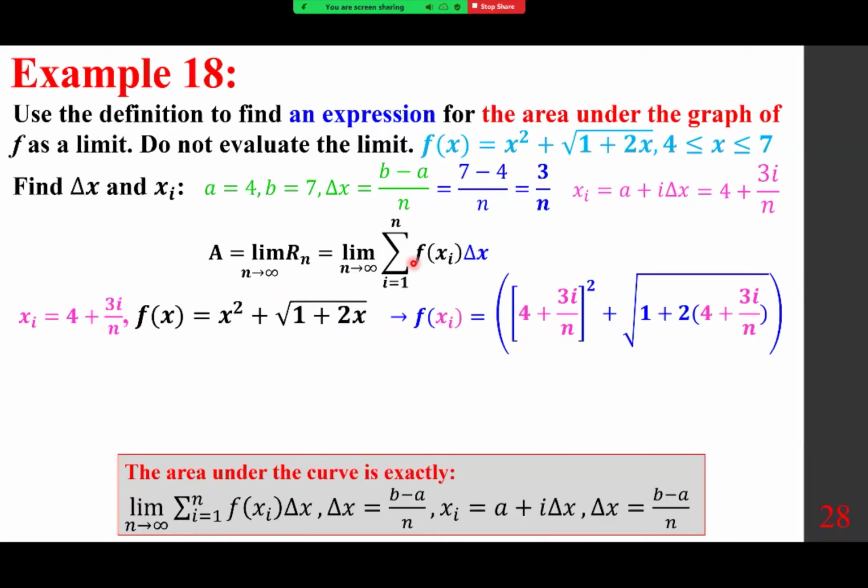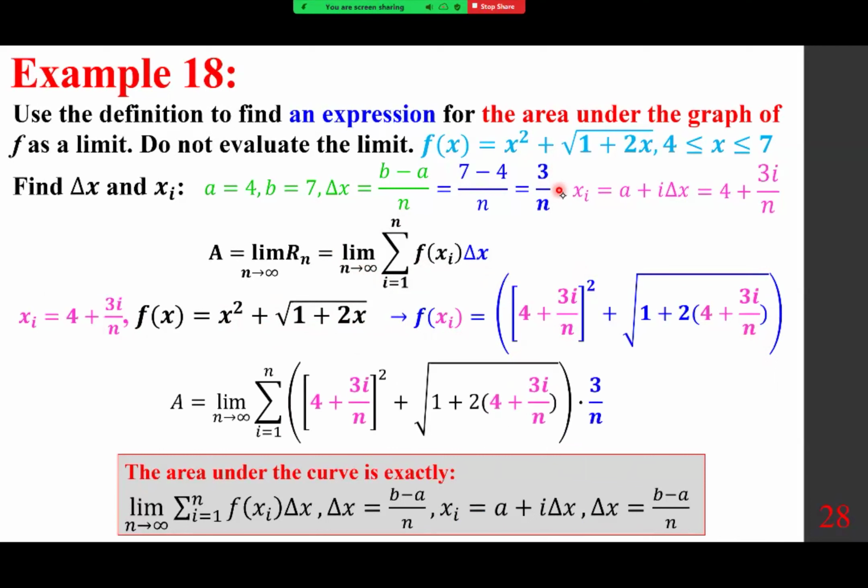Now I'm ready to plug into this. f of x sub i is this expression, and delta x is this expression. And I'm done. So A is the limit as n goes to infinity of the summation i going from 1 to n of this expression we just found, which is brackets (4 plus 3i over n) quantity squared plus the square root of 1 plus 2 times (4 plus 3i over n), times delta x, which is 3 over n. That's all they wanted us to do, just to come up with that.